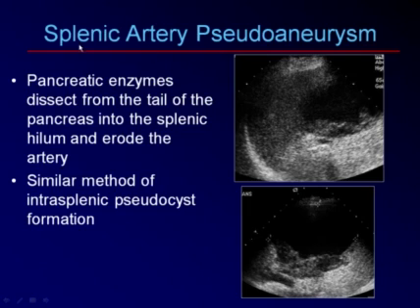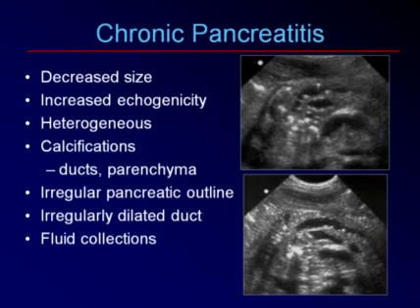A pseudoaneurysm can occur in the splenic artery in the hilum. These enzymes dissect into the hilum and erode the spleen. A similar appearance can also be caused by a pseudocyst. So pancreatitis can cause a large cystic mass in a spleen in two different ways. One is a pseudocyst in the spleen, and the second is a large pseudoaneurysm of the splenic artery, for which color Doppler will be very useful. Always turn on Doppler with pancreatic cystic masses or splenic masses.